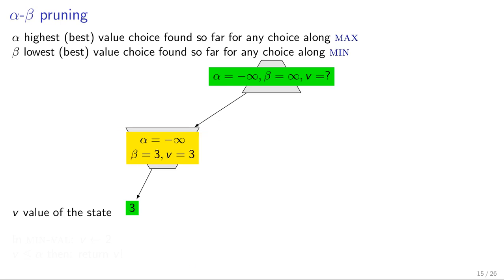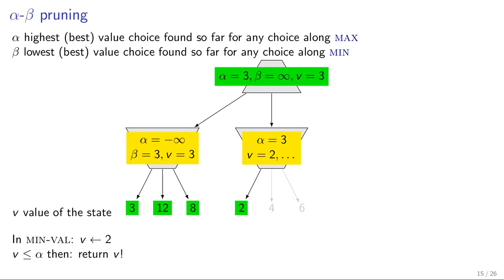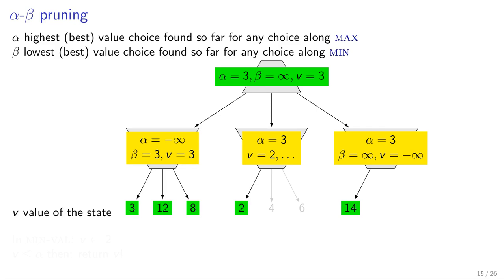So here you see the evolution, how that goes. Here you would set up the beta to 3. So that's the lowest value choice found so far for any choice along min in this particular circumstance. And now finally you can also assign the value, which is 3. And this propagates up, and on the level up, which is the max's level, it will become an alpha. Beta would still be infinity, but alpha is the maximum value I found so far. Yeah, it requires a bit of thinking how this goes. I will not go through all the details, but it's just a technical thing of how what we already discussed is implemented. And we will also see the pseudocode for this.